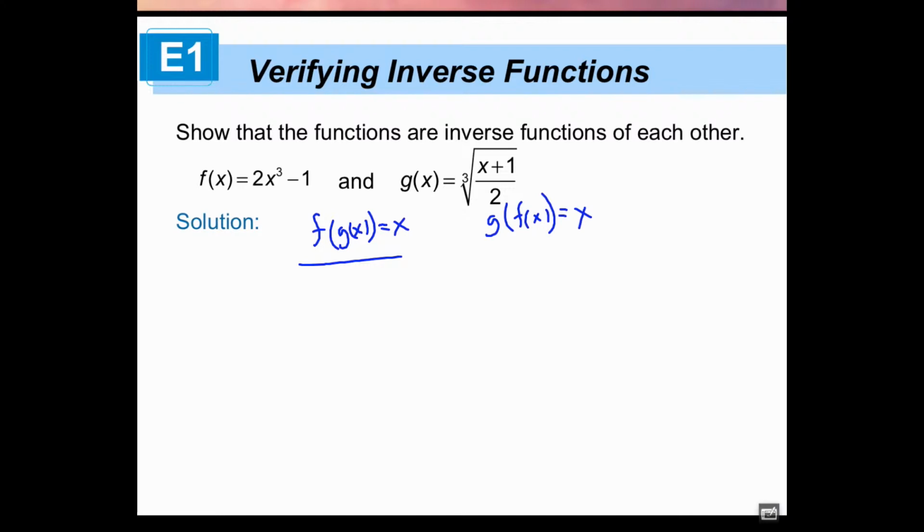Correct. So I come here: 2 times this mess, the cubic root of (x plus 1 over 2) cubed, minus 1. And this kind of becomes silly because you'll see that they start to undo each other. So when I take the cube of a cubic root, I get back to the original.